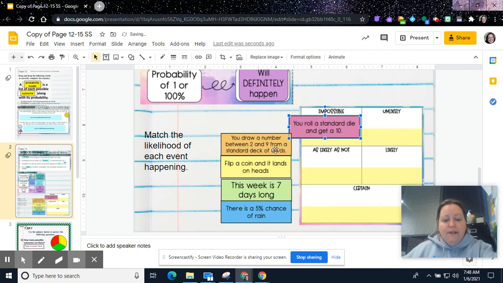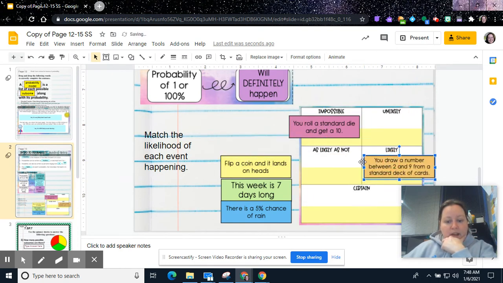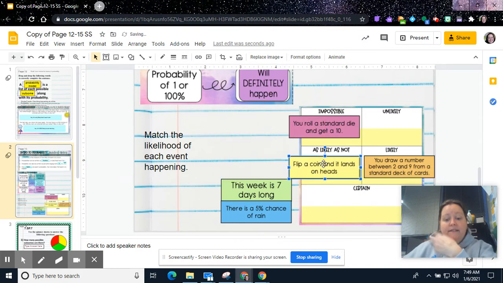You draw numbers between 2 and 9 from a standard deck of cards. That's pretty likely because between 2 and 9, that's a lot of the cards, so that's pretty likely. Flip a coin and it lands on heads. Well, that's as likely as not because flipping a coin, there's only 2 options. So it's either heads or tails, so it's about 50% probability.